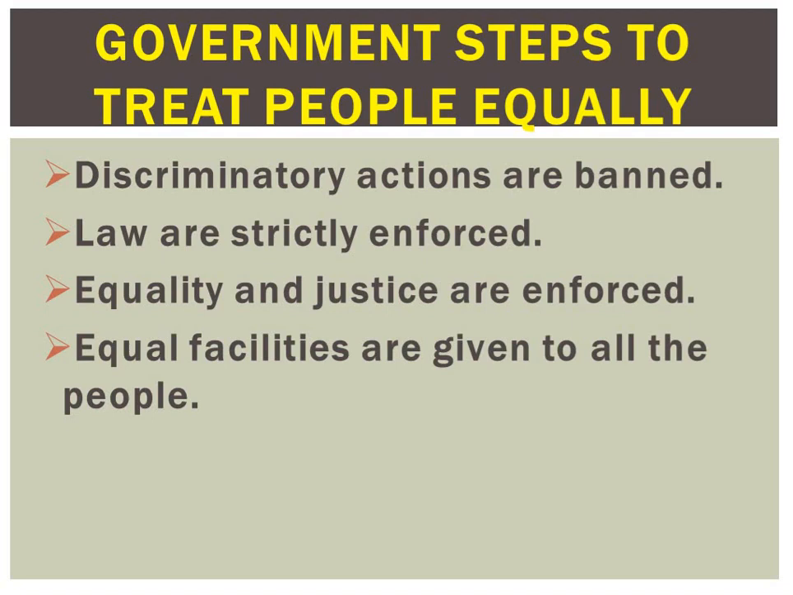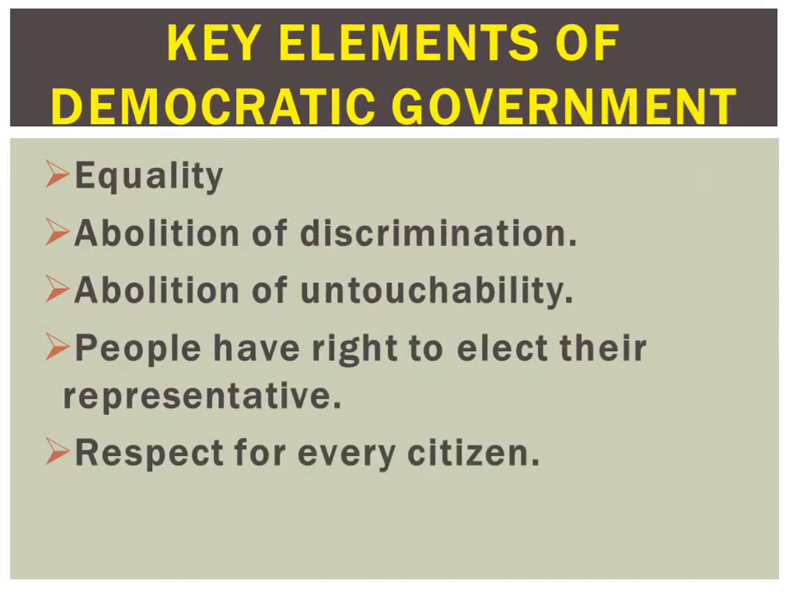So they are enforced. It is really the government's duty to maintain all these things. Equal facilities are given to all the people in a democratic country. So these are the steps that government takes to make sure that all people are treated equally. Now the next topic, a very important part, is key elements of democratic government.